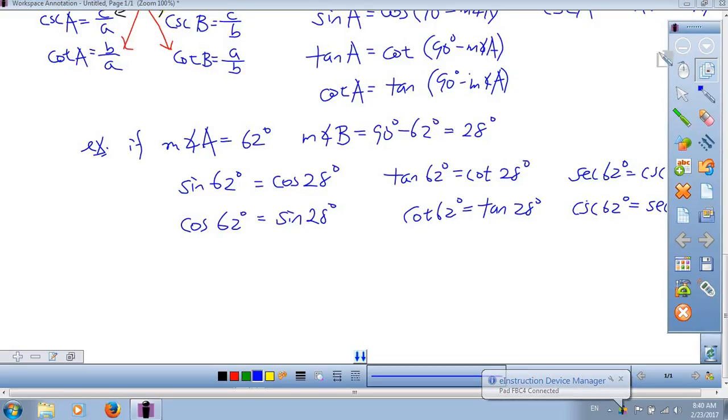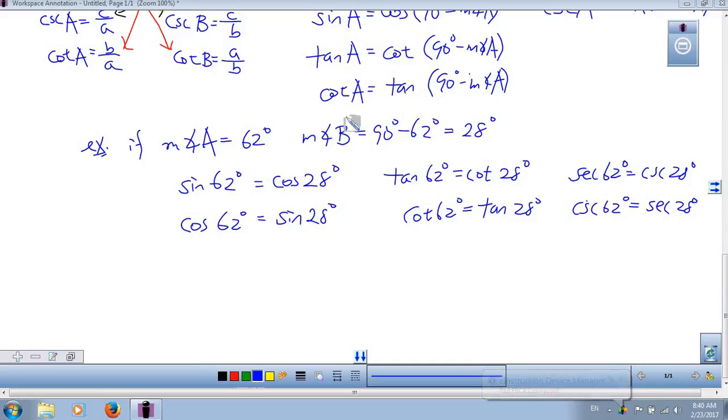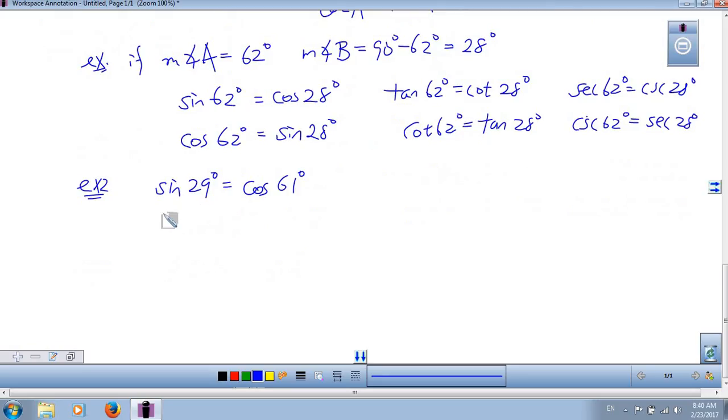So let's take a look at another example here. What is sine of 29 degrees, for example? Let's go ahead and express this using the cofunction. Well, we know the complementary angle of 29 degrees is 61 degrees, so sine of 29 would be equal to cosine of 61. What about cosine of 22 degrees? Well, I can express it using the function of the complementary angle. It will be sine of 68 degrees.